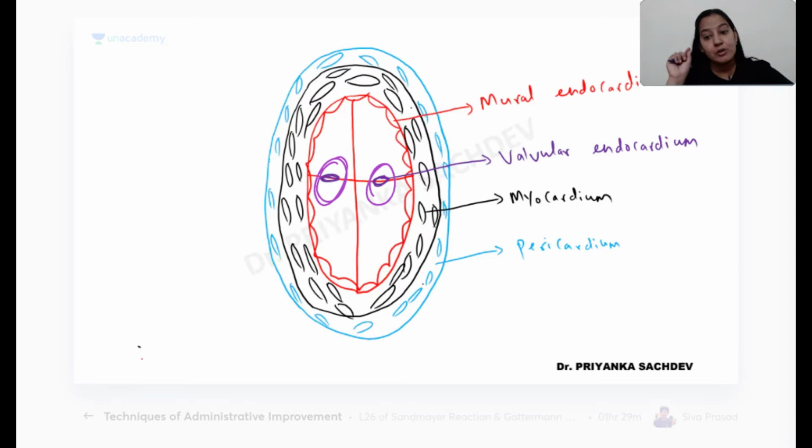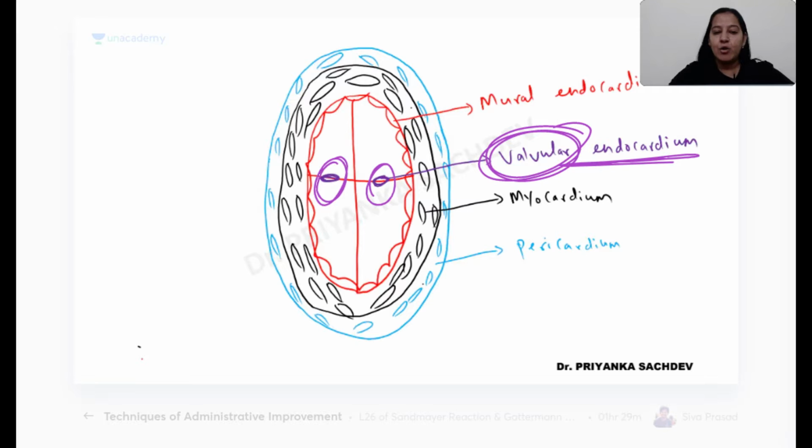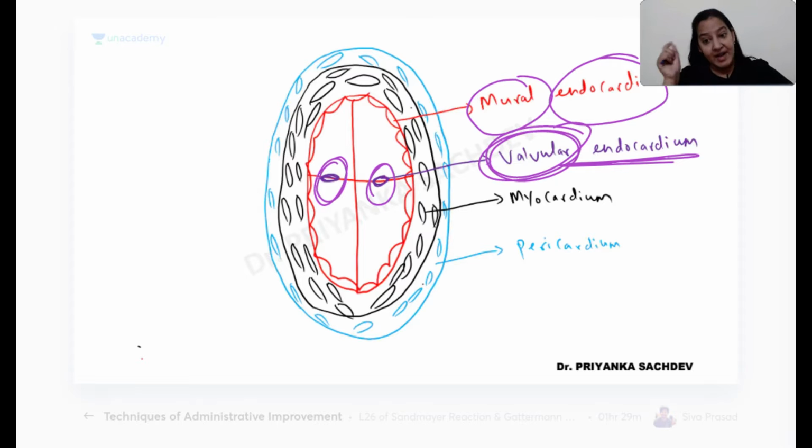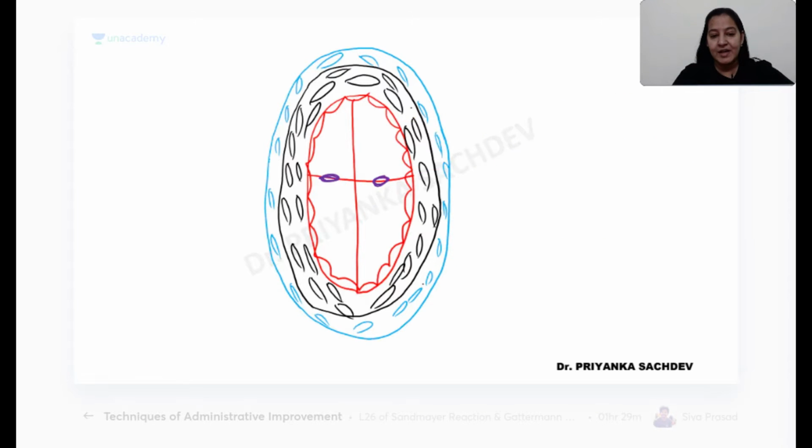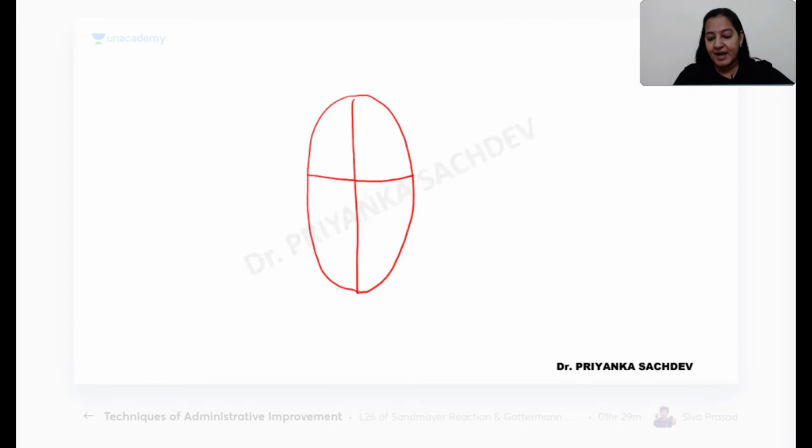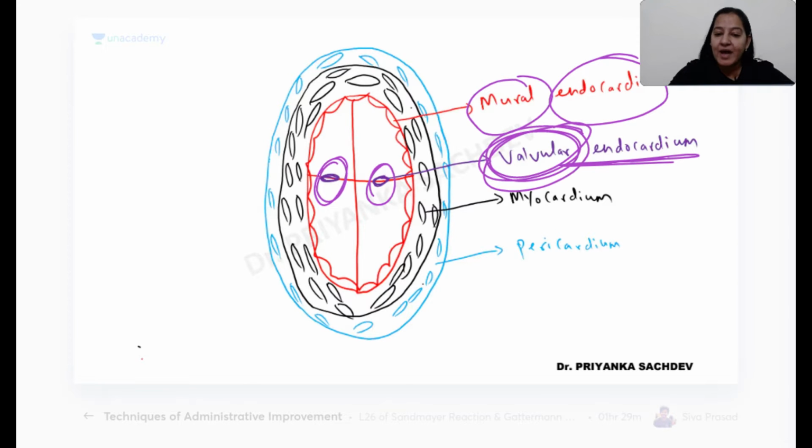Basically, all the heart valves are also made up of endocardium. So endocardium is of 2 types. The endocardium present over the valve is known as valvular endocardium. And the endocardium present at the rest of the heart, apart from the valves, is known as mural endocardium. In endocarditis, valvular endocardium is more important because over the valves of the heart, vegetations are formed and those vegetations cause deformity in the valves.